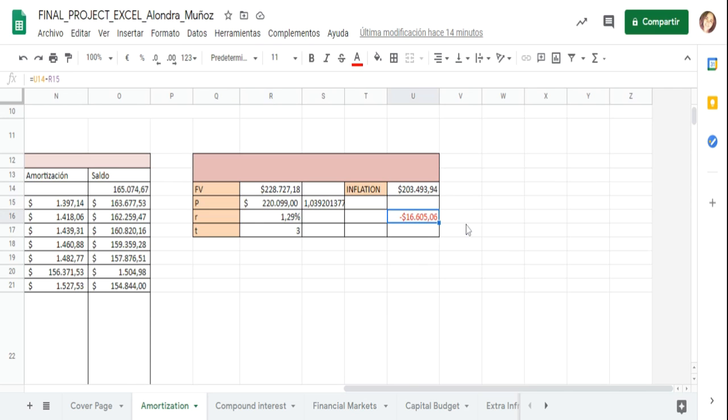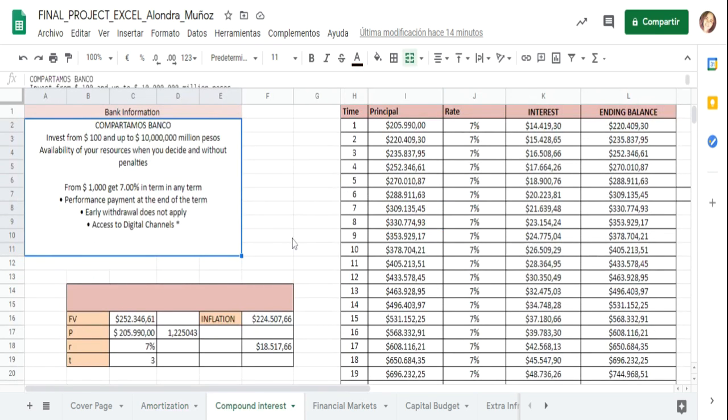Then to know exactly the amount of money that we overpaid, you basically need to subtract future value and inflation, and you have as a result this. You have a negative result because you overpaid money. Interest.